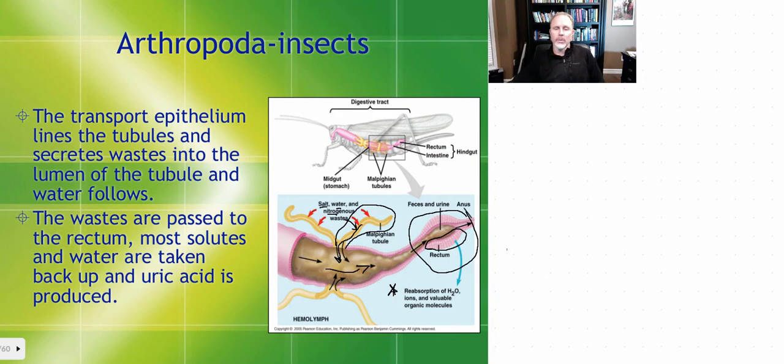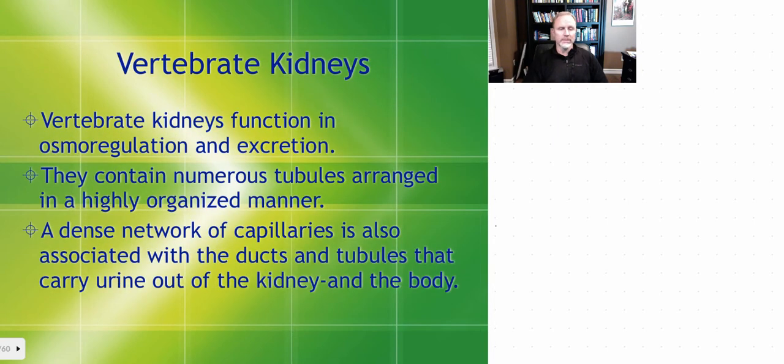And by taking out the water and all of the good stuff, you're going to be left with that uric acid paste that's going to be excreted from the body of the organism. Okay, so these are functioning in the same way really as a kidney, in that they're going to filter out all of the stuff, selectively reabsorb the good stuff, conserve the water, and get rid of the wastes.